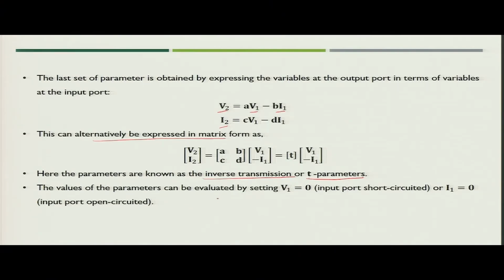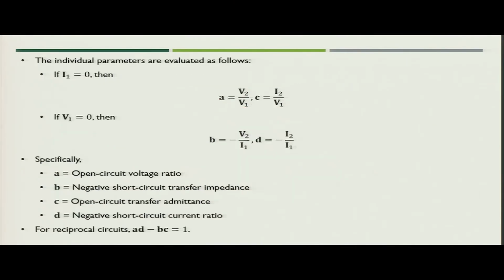You will apply the same criteria which we did in the case of transmission parameters. Here the value of parameters can be evaluated by now setting V1 equal to 0, that means output port is short circuited, and I1 equal to 0, that means input port is open circuited. How will you find the values of the parameters?